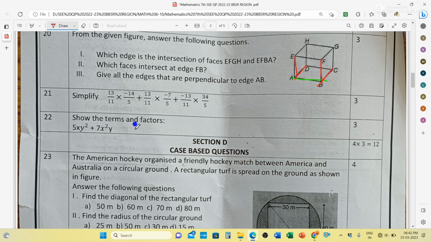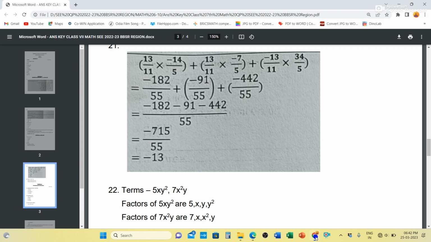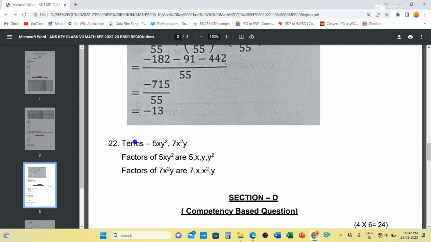Now show the terms and factors of 5xy square plus 7x square y. Here are two terms. First one is 5xy square and second one is 7x square y. Now we will find the factors of each term. Factors of the first term, that is 5xy square, are 5, x, y and y square. Factors of the second term, that is 7x square y, are 7, x, x square and y.